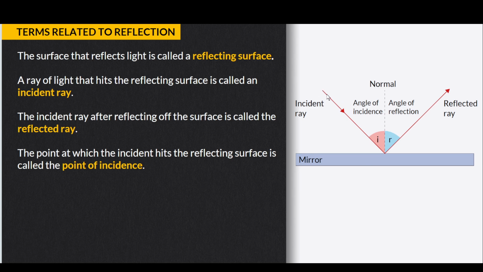The angle between the incident ray and the normal is called the angle of incidence. And the angle between this normal and this reflected ray is called the angle of reflection, and we represent it with a small r. The angle of incidence is represented with the letter I.